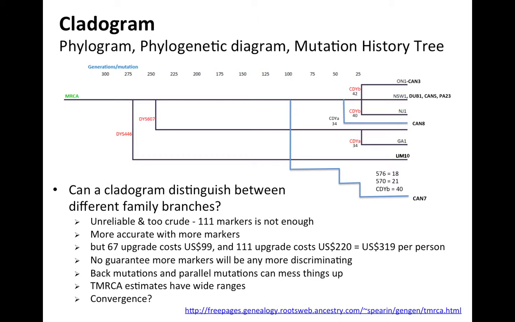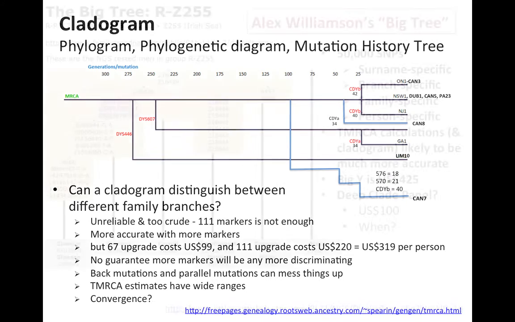So if that person matches somebody who is also 16, they may look a lot more closely related than they actually are by virtue of this back mutation. And the same thing applies to parallel mutations as well. So there's always this possible risk of convergence, where you get two people converging on each other. The genetic profile converges and makes them look a lot closer than they in fact are.